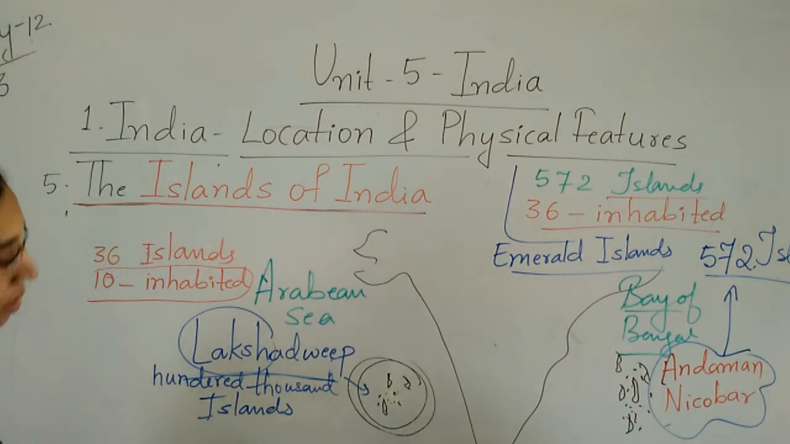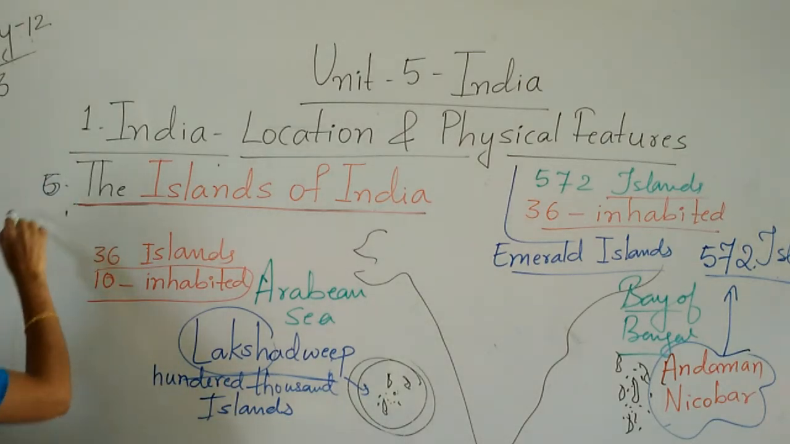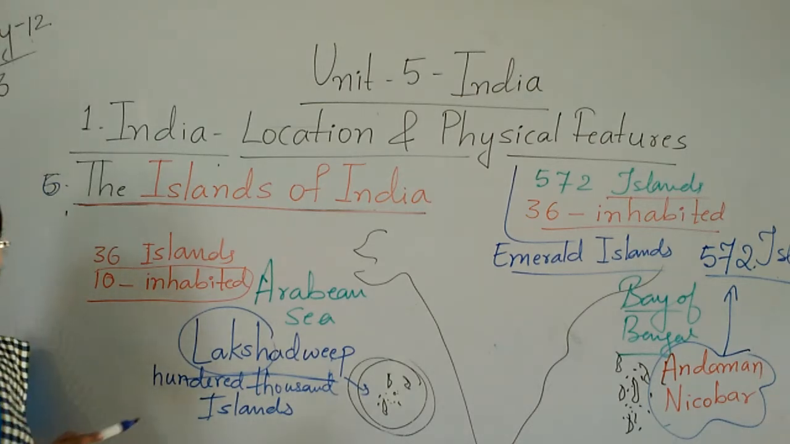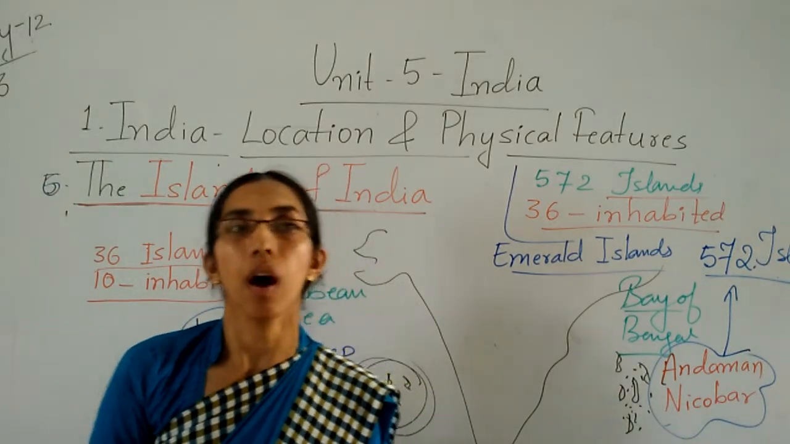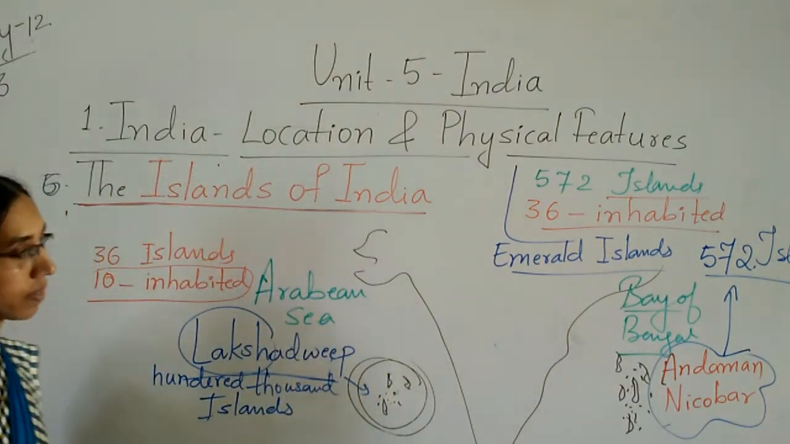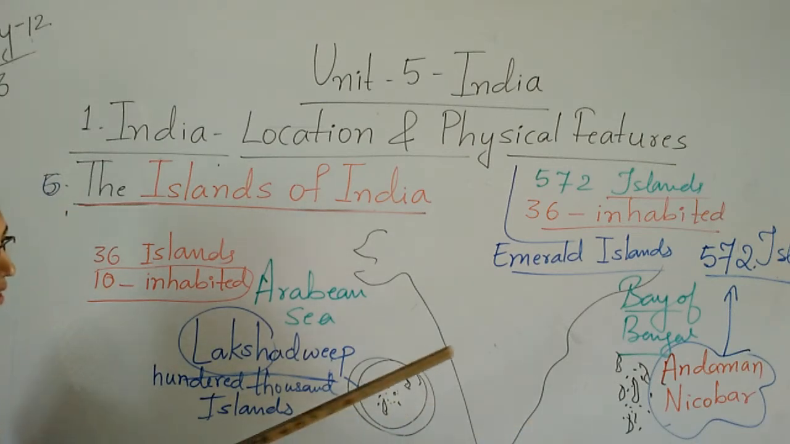So this is the last physical feature children I have discussed, that is the islands of India. What is the meaning of island? Which land is surrounded by water, that is called the island. Here you can see the Andaman and Nicobar and Lakshadweep islands.